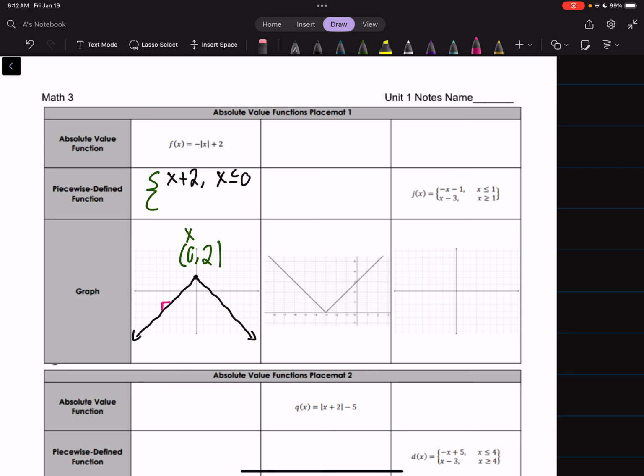The other way, the slope is right 1, down 1. So negative x, again, y-intercept 2, where x is greater than or equal to 0. We're done with the piecewise number 1. Now is the point I'd like for you to pause it if you would and try these. I'm going to go and start writing the answers.